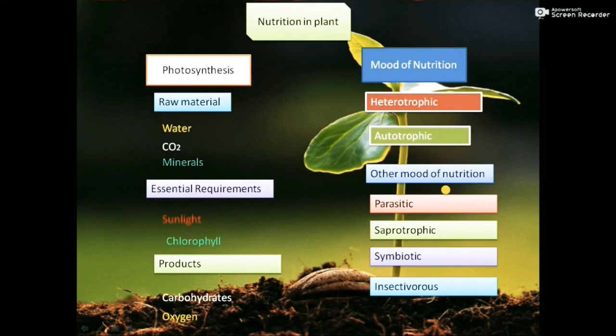Photosynthesis. The raw materials needed for photosynthesis. The products of photosynthesis. Different modes of nutrition, heterotrophic and autotrophic. The types of heterotrophic nutrition: parasitic, saprotrophic, symbiotic, insectivorous.